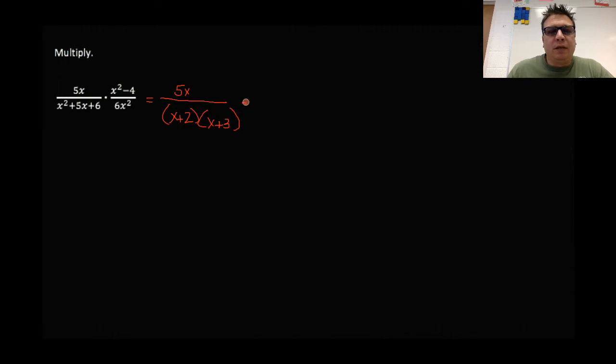All right, so that's just the first fraction. So now let's deal with the second one. X squared minus 4. Hopefully you recognize this right off the bat as a difference of two squares. So this would be x plus 2 and an x minus 2. Then I take a look at the denominator, and there's only one term, so we just rewrite that.